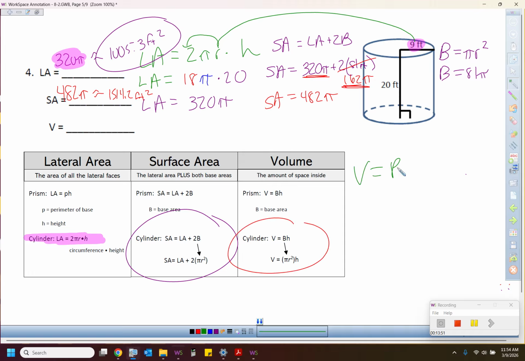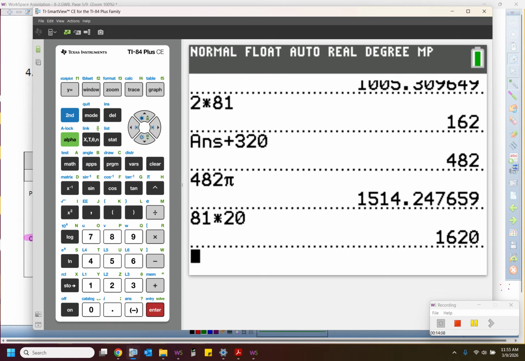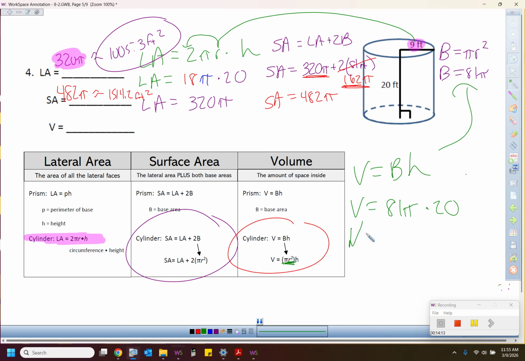And then lastly, for the volume, it is base area times height. Volume equals base area times height. And the cool thing is, yes, you can do pi r squared if you wanted to, but we already have the base area figured out, so I like this formula better. It's going to be 81 pi times the height of 20. So multiplying all this together, the pi is just going to come along for the ride. 81 times 20 is 1620, but don't forget there is a pi with it.